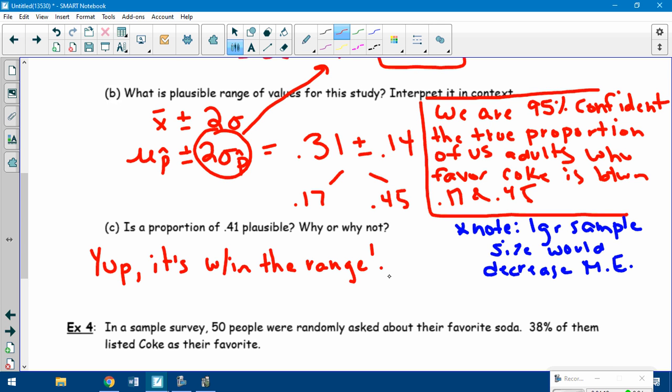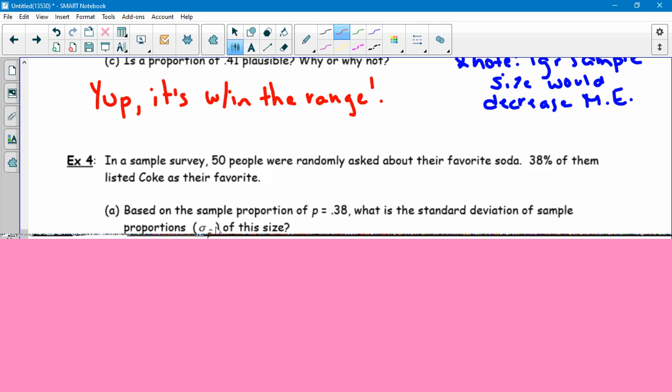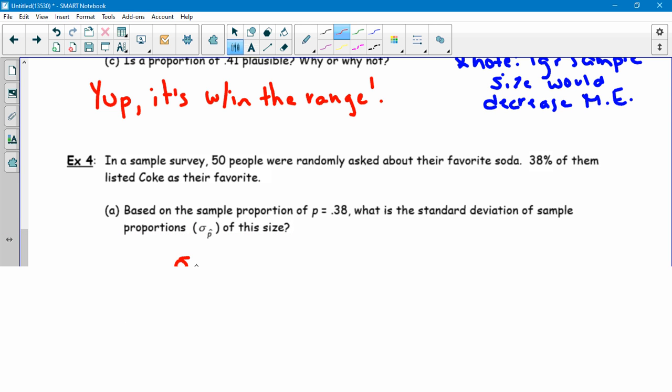Okay, last one. In a sample survey, 50 people were randomly asked about their favorite soda. 38% of them listed Coke as their favorite. One sample, not a distribution. Based on the sample proportion of p equals 0.38, what's the standard deviation of the sample proportions of this size? So if I were to create a sampling distribution, what would the standard deviation be? Standard deviation of all the p-hats.